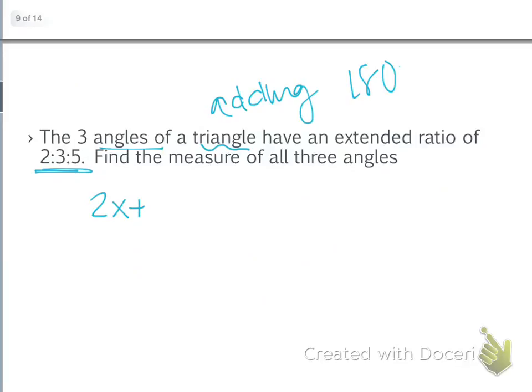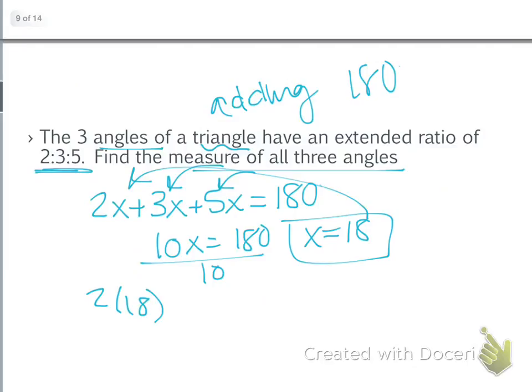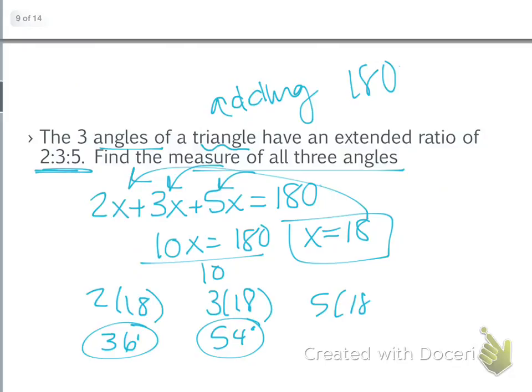So 2x plus 3x plus 5x equals my total of 180 degrees, because all the angles should add to be that. If we add all these together, I get 10x equals 180. Divide by 10, so x is equal to 18 right now, but I want the measurement of all three angles, so I need to plug this x back into all three angles. So 2 times 18 gets me 36. 3 times 18 gets me 54. And then 5 times 18 gets me 90. So there are all three of my angles.